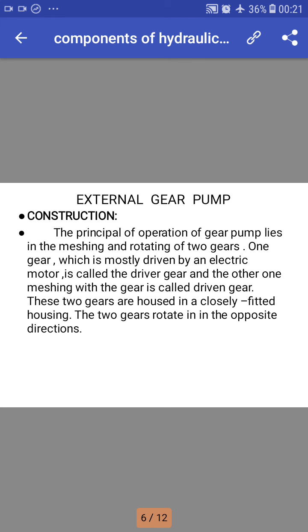At first we read the construction. The principle of operation of the gear pump lies in the meshing and rotating of two gears. One gear, which is mostly driven by an electric motor, is called the driver gear, and the other one, meshing with it, is called the driven gear. These two gears are housed in a closely fitted housing. The two gears rotate in opposite directions.